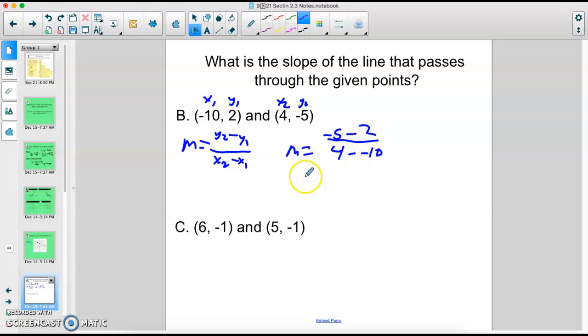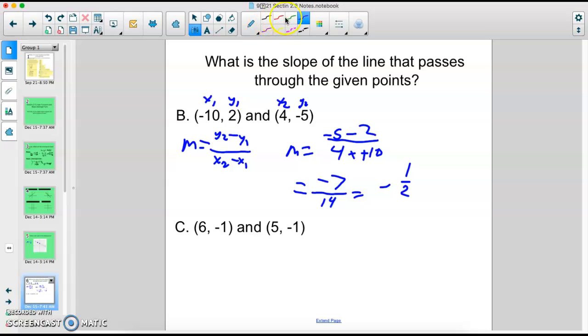Now when we go to solve this, negative 5 minus 2 is negative 7. And then 2 negatives become a positive, and we end up with 14 on the bottom, which can be reduced down to negative 1/2.